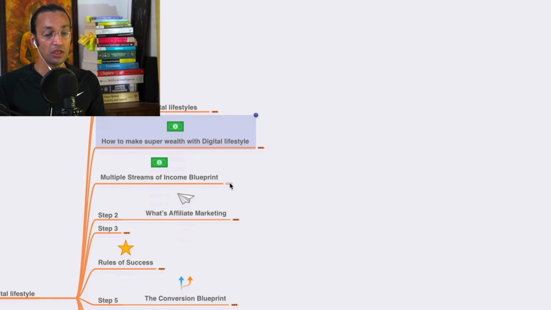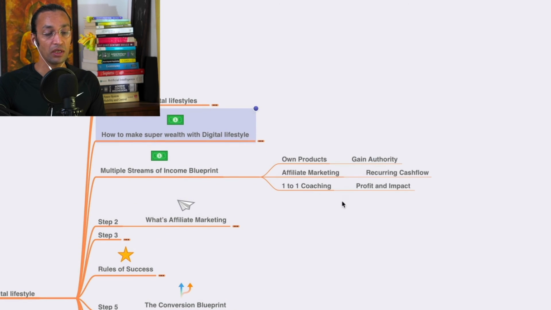Let us go to the multiple streams of income blueprint. So what it is: have your own products, gain authority, affiliate marketing, recurring cash flow. It is a recurring cash flow. Create recurring cash flow, one-to-one coaching, profit and impact.